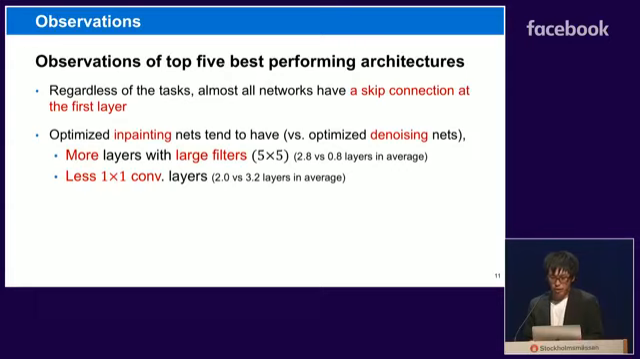Although it is very difficult to give a general interpretation of why the parameters of each layer were selected, we can make some observations. The first one is almost all networks have skip connections at the first layer. This implies that input images contain essential information to generate accurate outputs. Next, when comparing optimized inpainting networks with optimized denoising networks, 5x5 filters tend to be employed in the inpainting networks more often than denoising networks. In contrast, 1x1 filters tend to be used in the networks for denoising more often than inpainting networks.